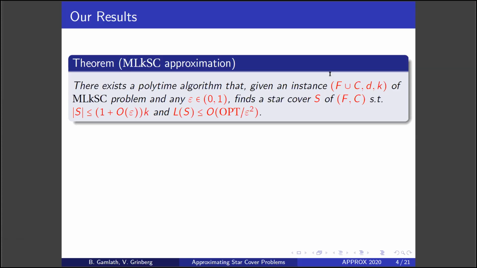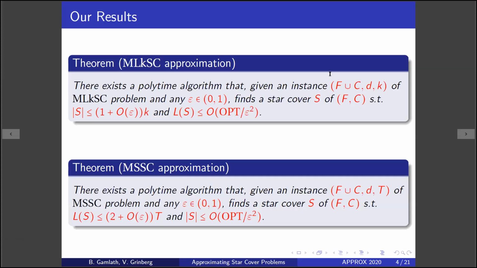Precisely, given an arbitrary positive constant epsilon, for minimum load k star cover, we find a star cover of size at most 1 plus big O of epsilon times k, and load at most big O of 1 over epsilon squared times the optimum. For minimum size star cover problem, we find a star cover of load at most 2 plus epsilon times t, and size at most big O of 1 over epsilon squared times the optimum. Quite a similar bound. Both algorithms work in polynomial time for any metric d and any set of facilities and clients.